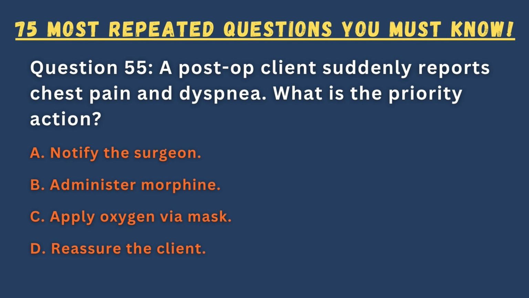Question 55. A post-op client suddenly reports chest pain and dyspnea. What is the priority action? A. Notify the surgeon. B. Administer morphine. C. Apply oxygen via mask. D. Reassure the client.